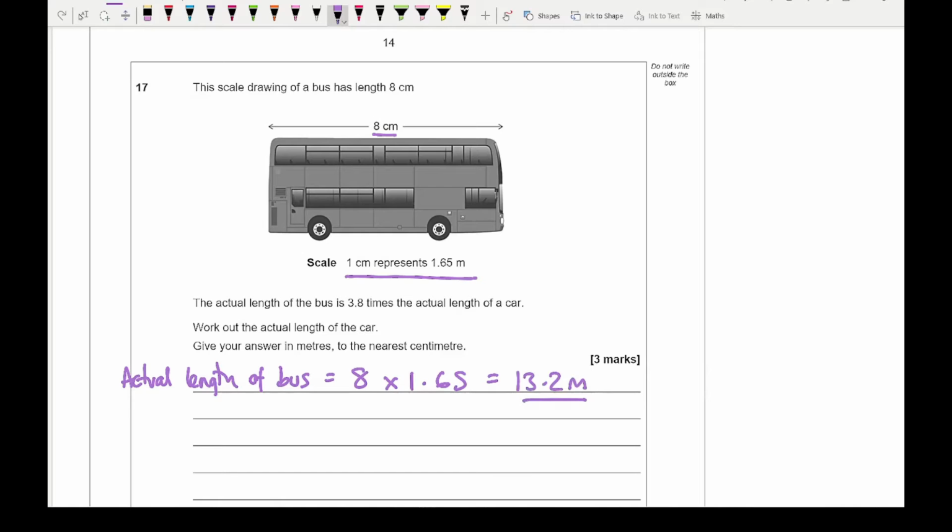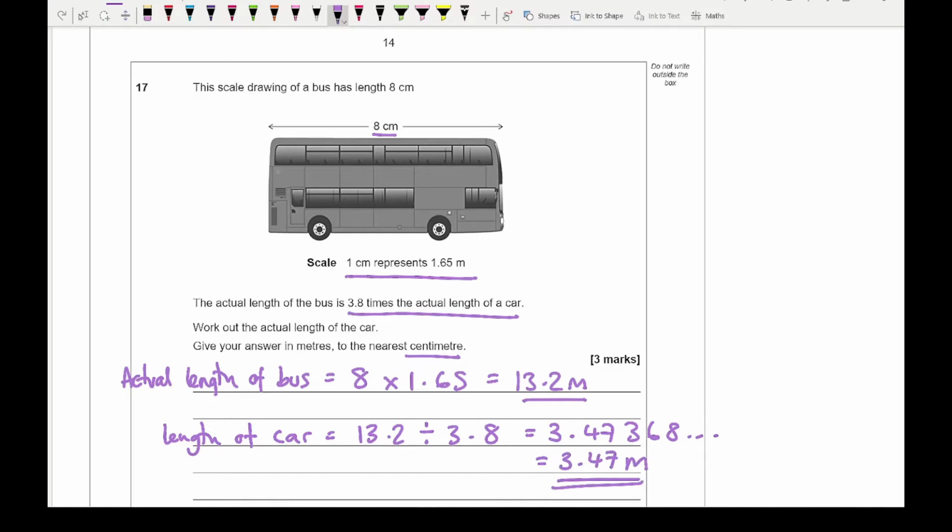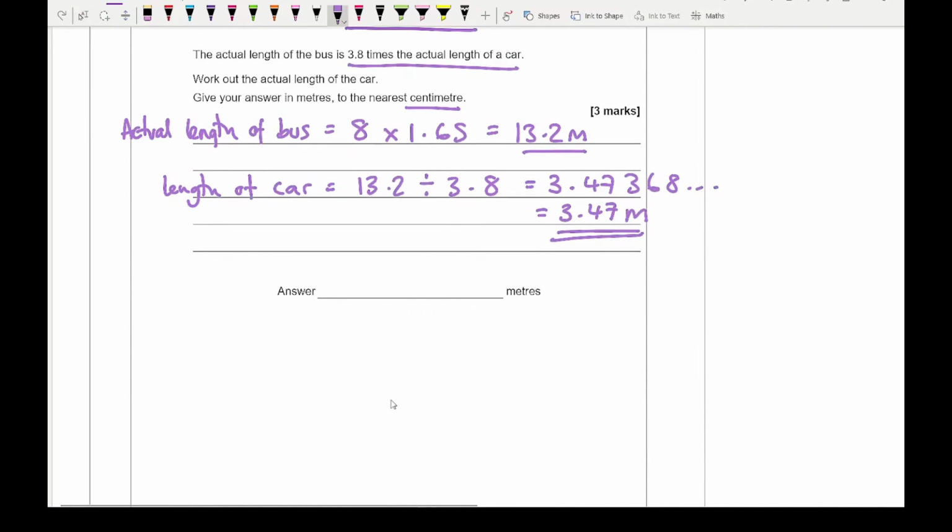And then it says the actual length is 3.8 times the actual length of the car. So the length of the car is going to be 13.2 divided by 3.8. And again, that's a calculation for the calculator. And that gives me a long decimal number, so we want to give it to 2 decimal places because it says the nearest centimetre. So it's going to be 3.47, if I just write down the number that you should get, and that equals 3.47 metres. And there we go. Let's just write it there.